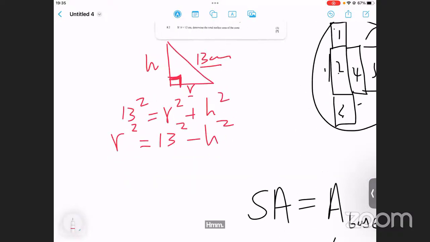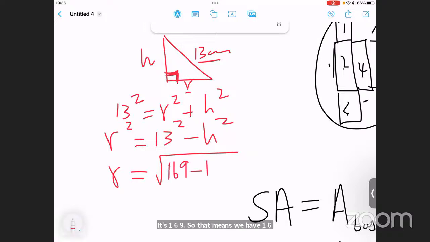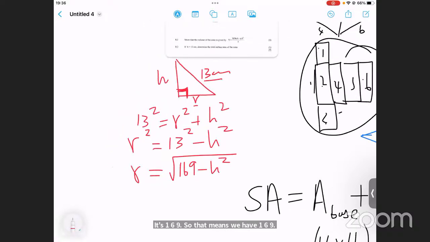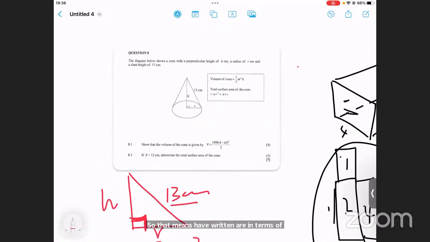And then from there, what do we do? I think r squared will therefore be equal to 13 squared, which is 169. So that means we have 169 minus h squared. So that means I've written r in terms of h. Yes, that's what I've done, honorable members. I haven't done much.